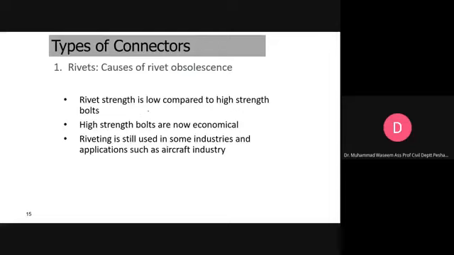Rivet strength is always lower compared to high strength bolts. High strength bolts are now economical and easily available in the market. Riveting is still used in some industries, especially in the aircraft industry. Now let's go to a video that will explain how riveting is done.